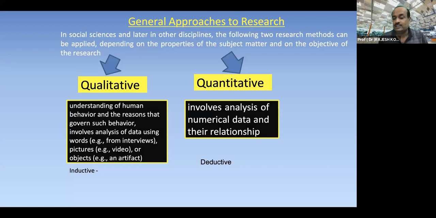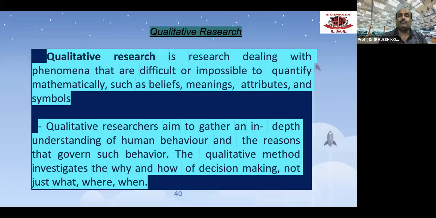General approaches to research in social sciences are qualitative and quantitative. Qualitative is purely analysis, an understanding of human behavior. Why people react like this, why they behave like this, the reasons that govern such behavior. It involves data using words from interviews, pictures, objects. But quantitative involves analysis of numerical data and their relationship. Always we express the results in a quantitative way, in numbers.